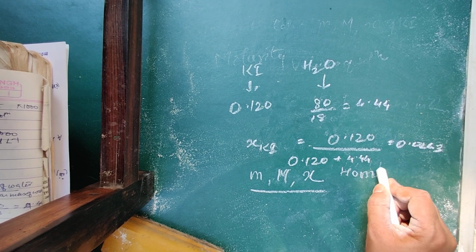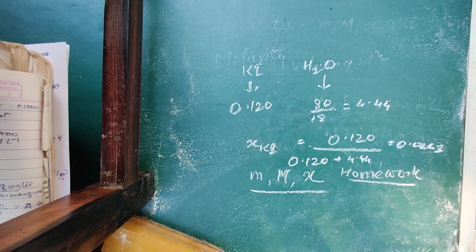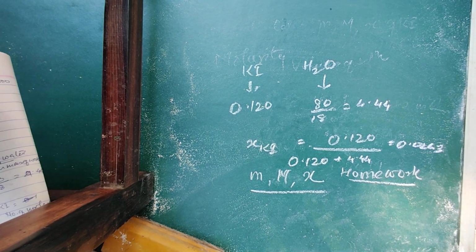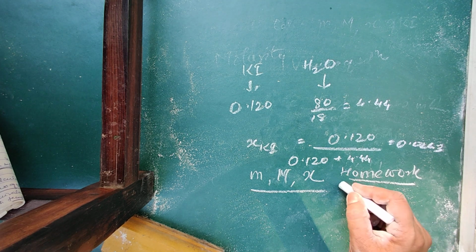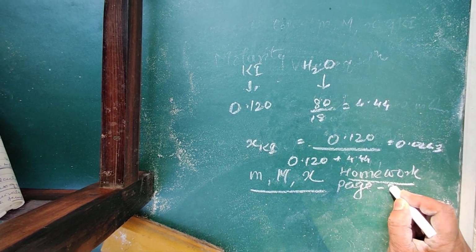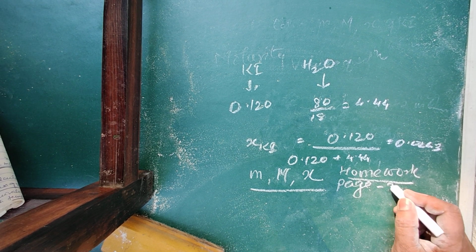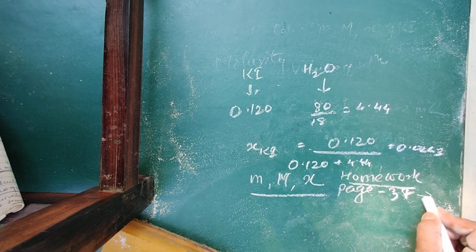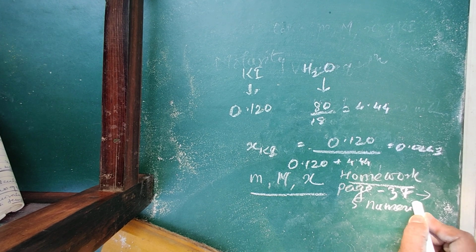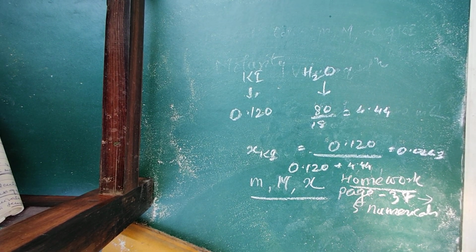So homework: the numericals that are given in your textbook, let me see the page, page 37. 5 numericals are given, so you have to do 5 numericals. That's all for today.